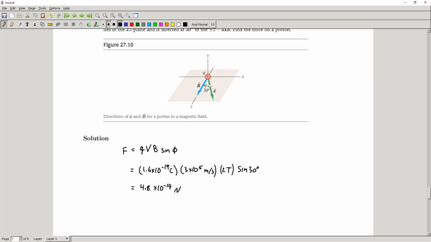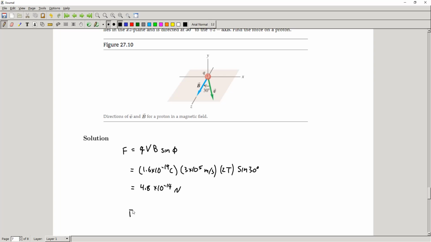If we want to be able to curl our fingers in the direction of B, our thumb better point downward, right? So we're going to put our hand on top of V. It's going to curl in the direction of B. Our thumb points downward, so this F is actually going to point downward. We can't quite see it here, but it's in the negative j hat direction, the negative y direction. And so that would be the pointing of our force vector.